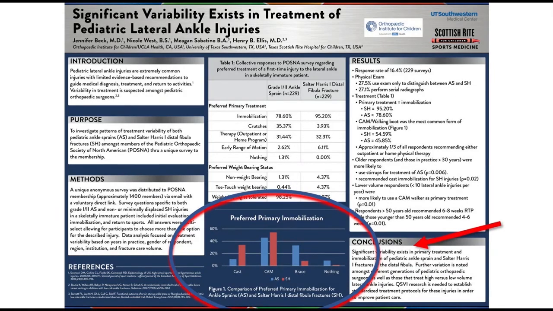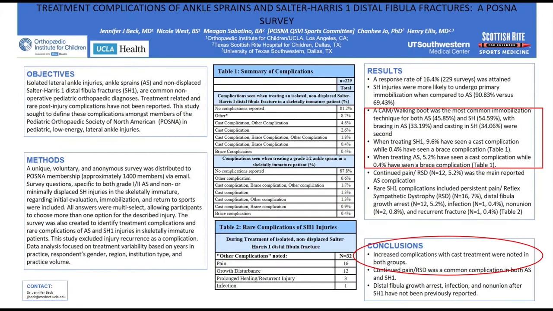So significant variability exists in the primary treatment of immobilization for lateral ankle injuries combined. That's sprains and fractures. I tailor my treatment to each individual patient, taking into account age, sport, time of injury, fracture or sprain pattern. But most times I do personally prefer using a boot. Now, grade 1 and 2 sprains, I'll get to that in a second, because they released another manuscript recently, basically on complications related to lateral ankle injuries.